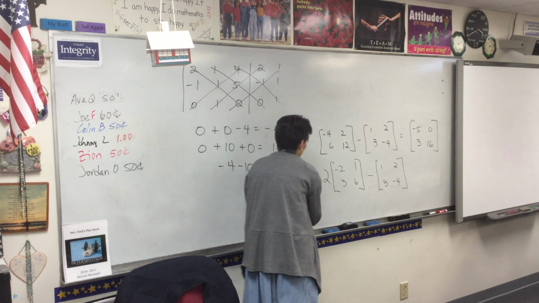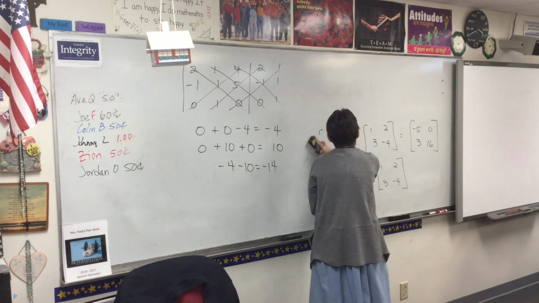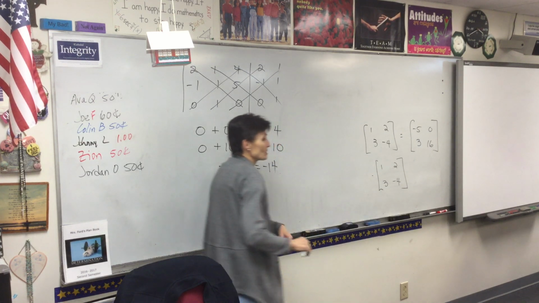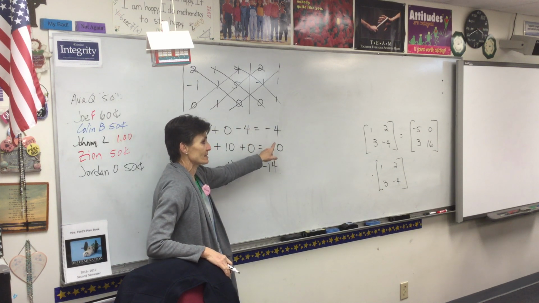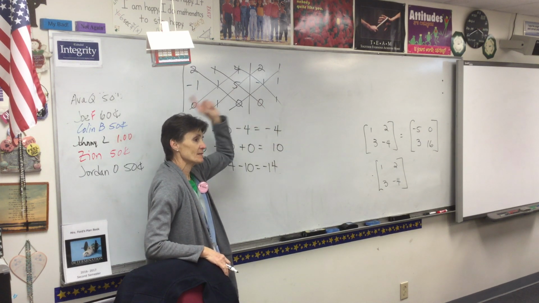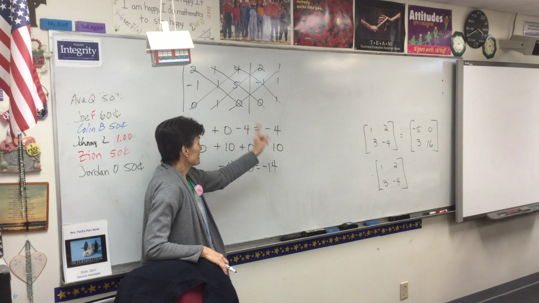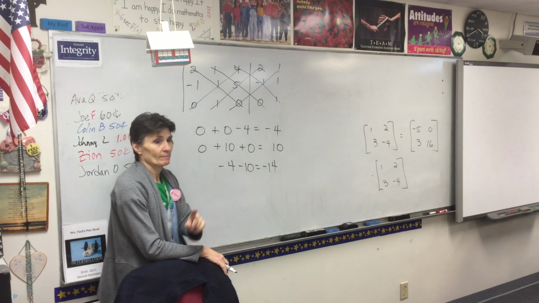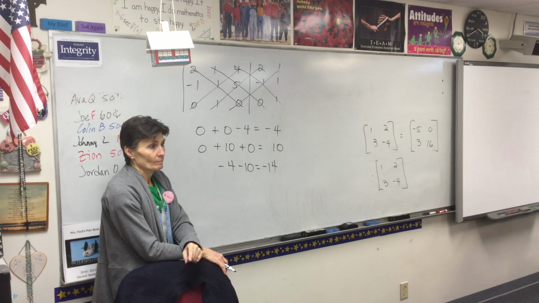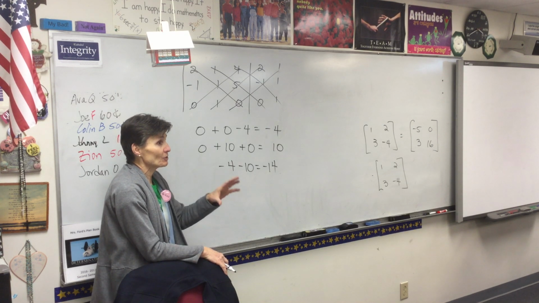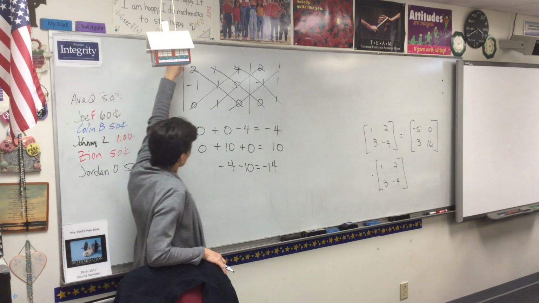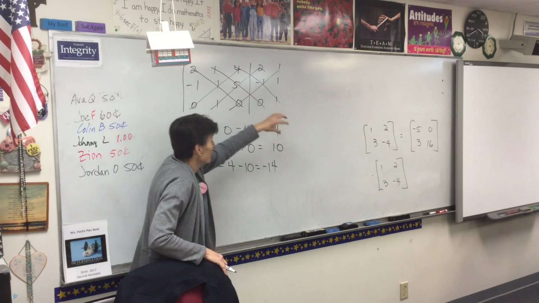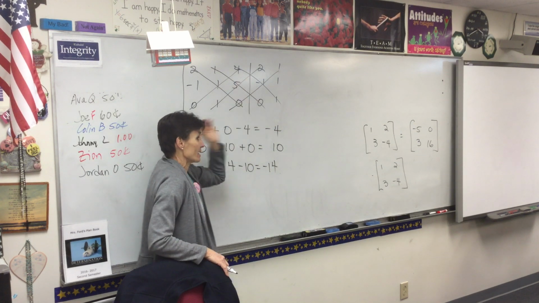I keep doing it wrong. It is a shame to do all that stuff and then forget the very last step. The very last step is a subtraction: negative 4 minus 10. It doesn't work the other way. So we go these diagonals minus these diagonals.